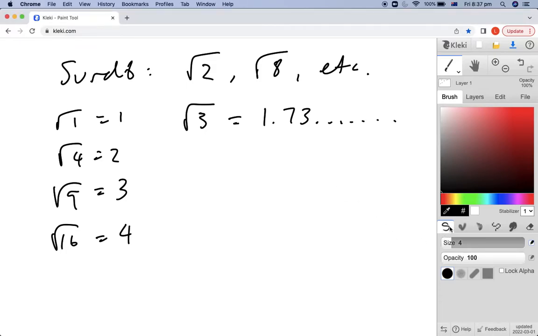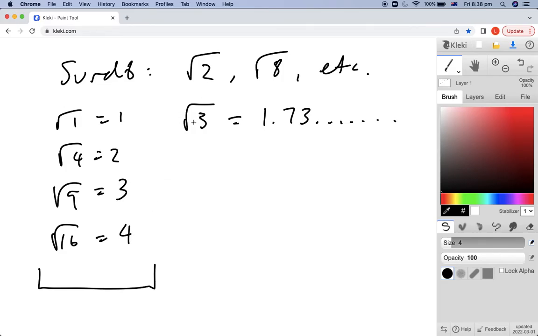Alright, hey guys, so today we'll cover the topic of surds. You can think of a surd as the square root of a number, such as square root 2, square root 8, and so on. Sometimes we'll get nice surds that turn out to be a whole number, like square root of 1 is 1, square root of 4 is 2, square root of 9 is 3, square root of 16 is 4, and so on.